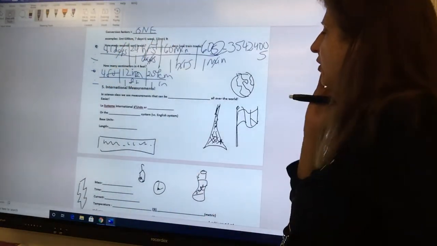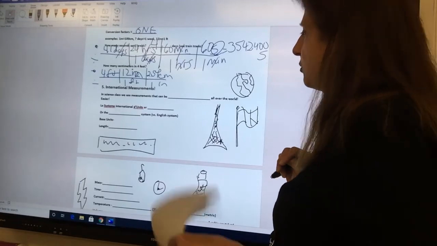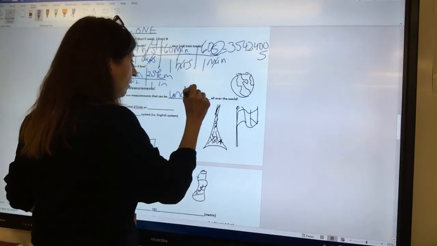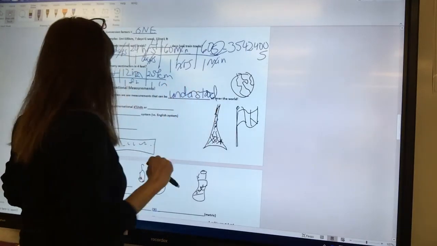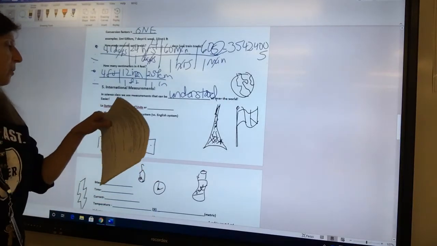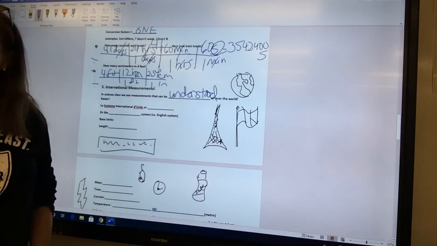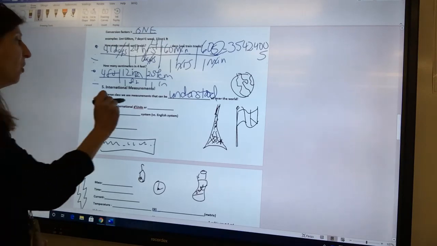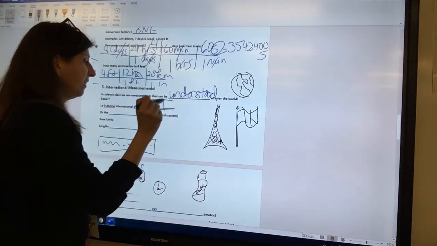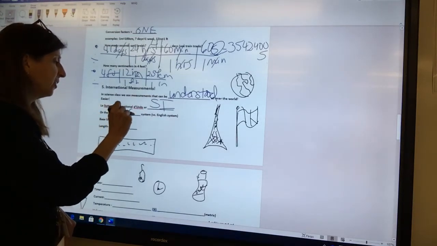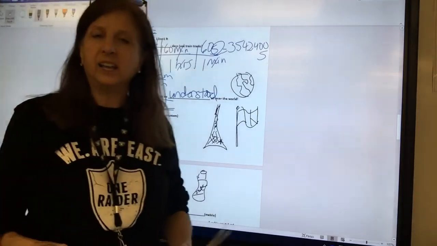Okay, next. International measurements. In science class, we use measurements that can be understood all over the world. It's easier. But what we use is Le Système International des Unités, or SI. We also use the metric system, which has a lot of overlap with SI, and we use metric also.